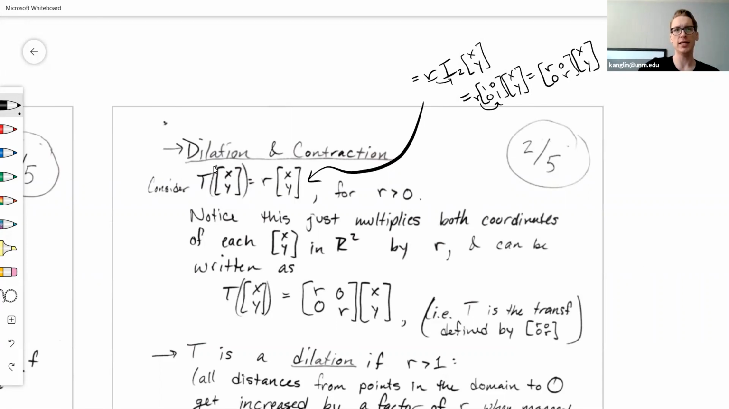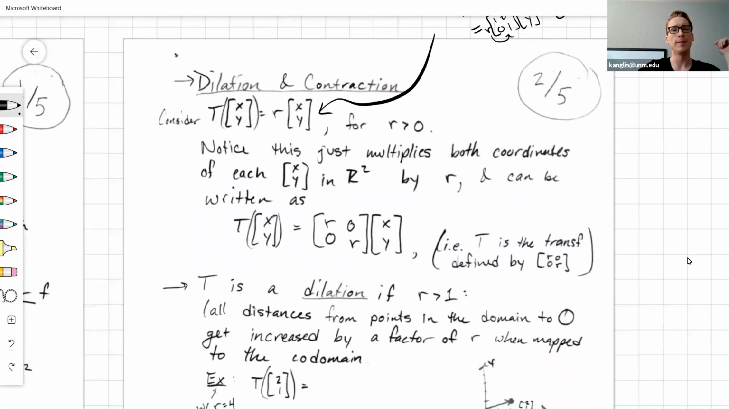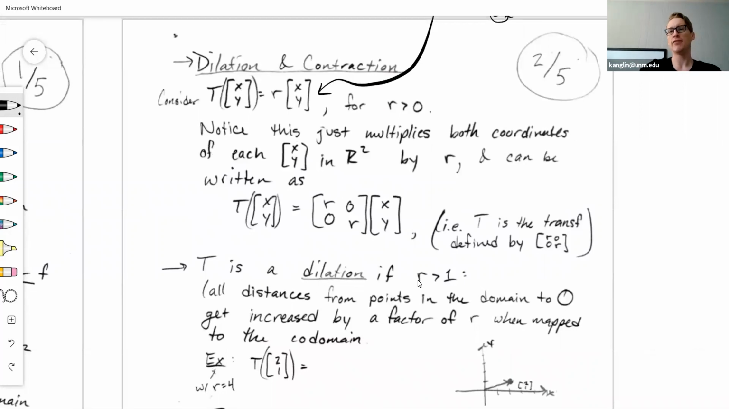Now let's parse out the details here. Dilation versus contraction. What's the difference? Why do we use two words here? Well, we say T is a dilation if that R value in this matrix is bigger than 1. In other words, all the distances from points in the domain to the origin in that same domain get increased by a factor of R when we map to the codomain, when we take the input and send it through the transformation and see what output we have. The output has all the distances from the origin multiplied. In the case that R is greater than 1, that means increased by a factor of R.